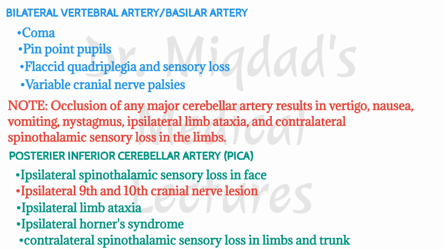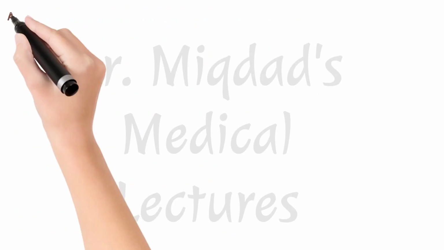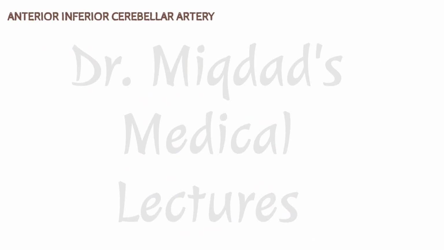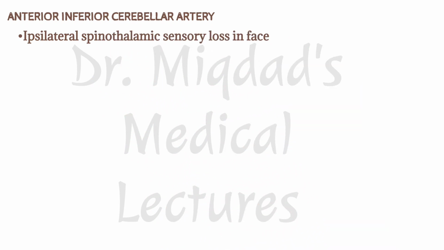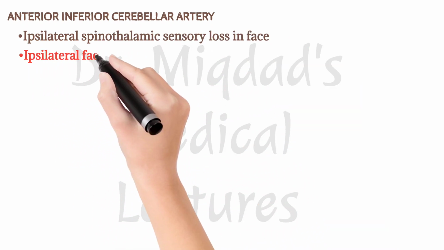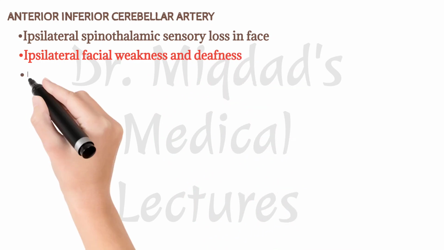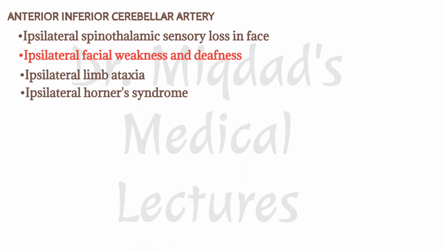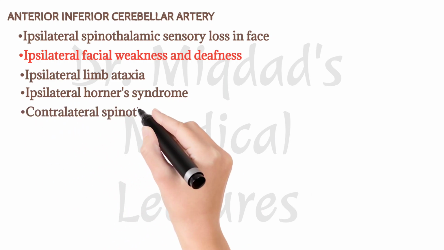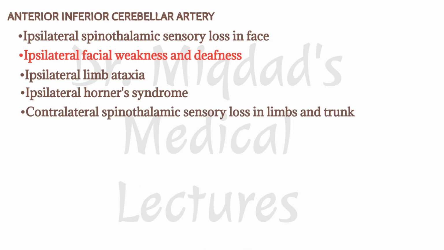Then coming to the anterior inferior cerebellar artery, here the person will develop ipsilateral spinothalamic sensory loss in the face, ipsilateral facial weakness and deafness, ipsilateral limb ataxia, ipsilateral Horner syndrome, and contralateral spinothalamic sensory loss in limbs and trunk. Here also the last three features are common. So the only important feature to remember is ipsilateral facial weakness and deafness.